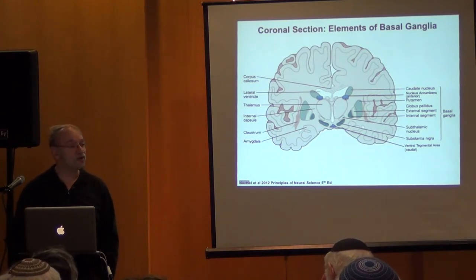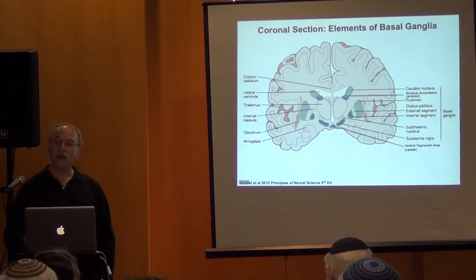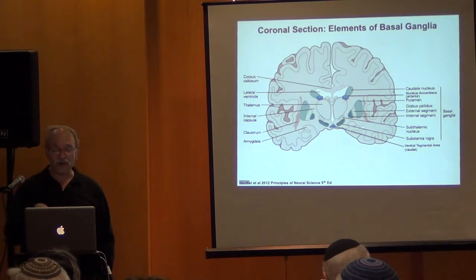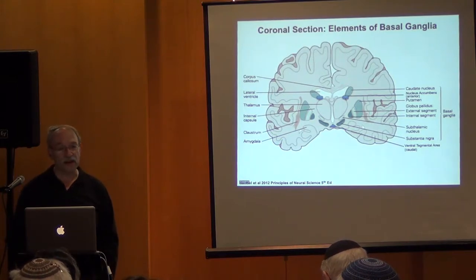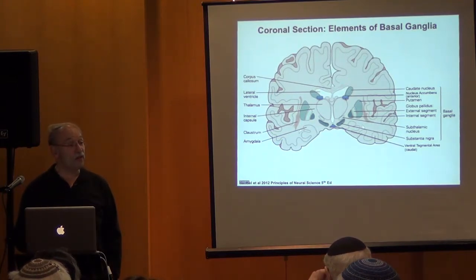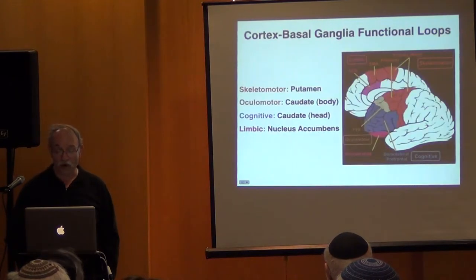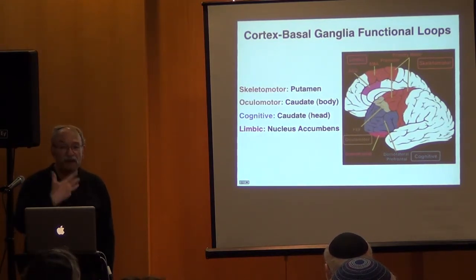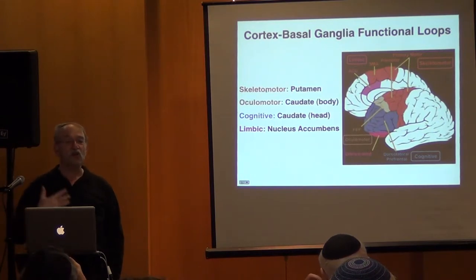These three structures are hooked up to the cortex in very specific loops, right? So there's a specific circuit. They send their axons to various structures and ultimately control the activity of specific parts of cortex. Areas of cortex that we'll be discussing in terms of the control of behavior. What are those areas? Okay, so the putamen is involved with skeletal motor movement, right? The movements of your body parts to initiate movement.